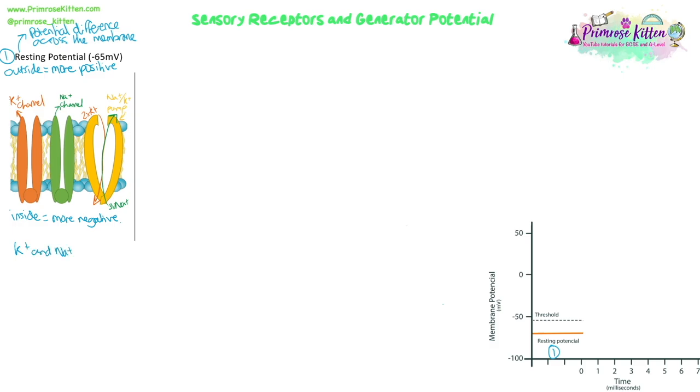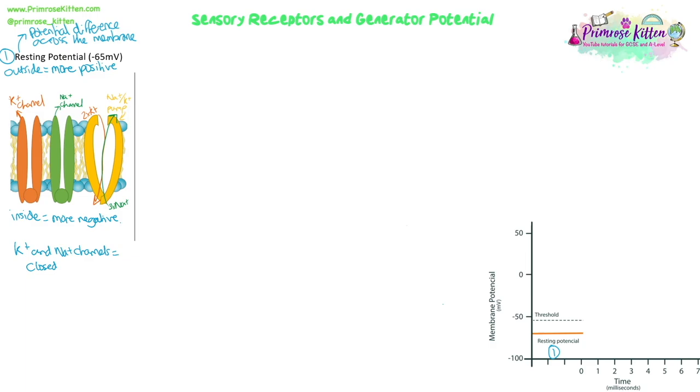We've got potassium channels, sodium channels, and then the sodium-potassium pump. These are all ion channels that are used to allow charged particles to move across the membrane. And when we're at resting potential, which is when no stimulus is happening, this is just the resting state of the neuron, the sodium channels and the potassium channels are both closed.